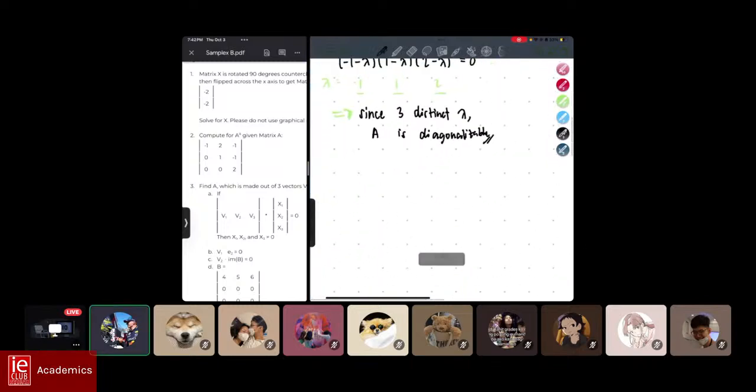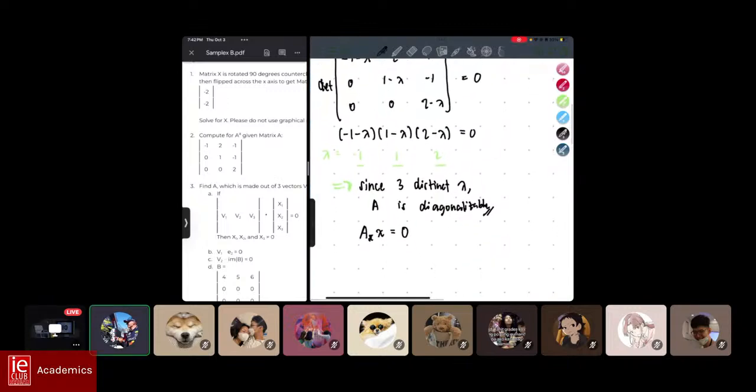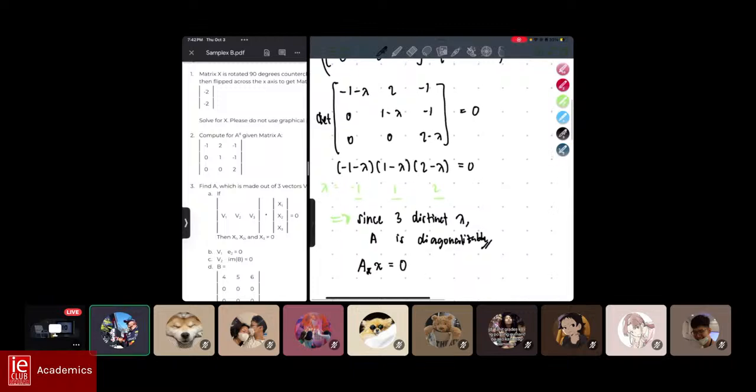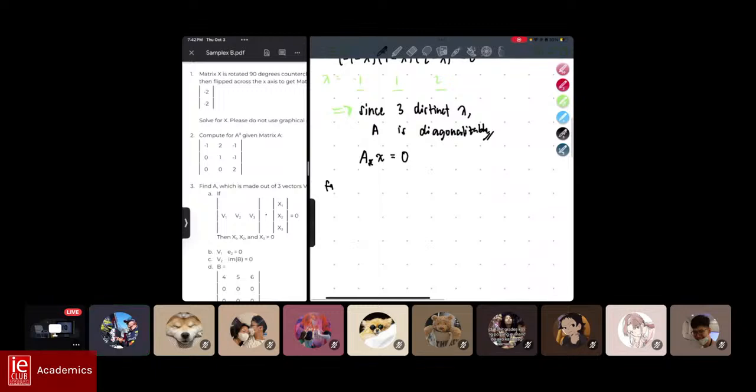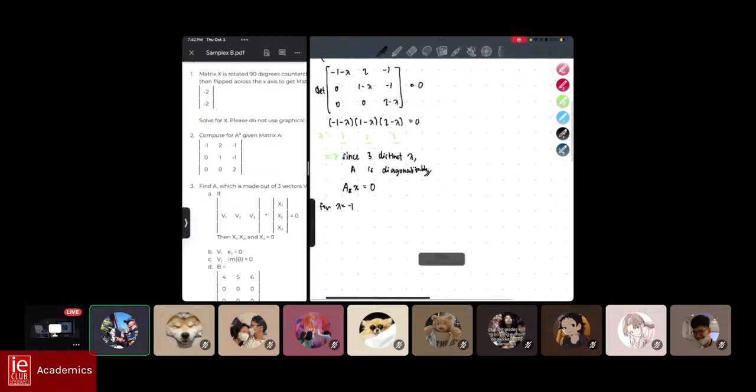So it's basically just a modified matrix times x equals 0. Modified being modified based on whatever the value of lambda is. So let's just do that one by one. So for lambda equals negative 1, we just plug this in.